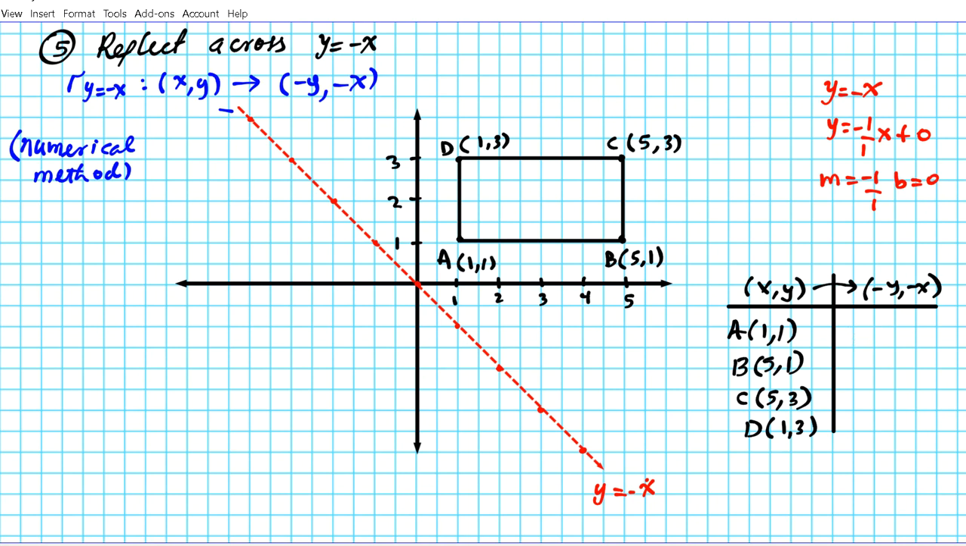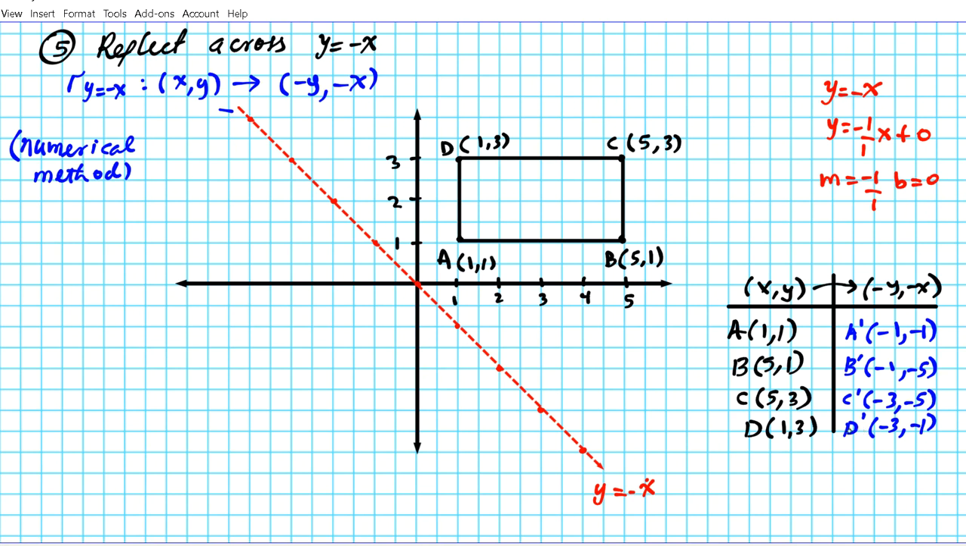So A prime is going to be negative 1, negative 1. B prime, you switch it and the sign, so it's going to be negative 1, negative 5. C prime is going to be negative 3, negative 5. D prime is going to be negative 3, negative 1. All right, so there you have it.